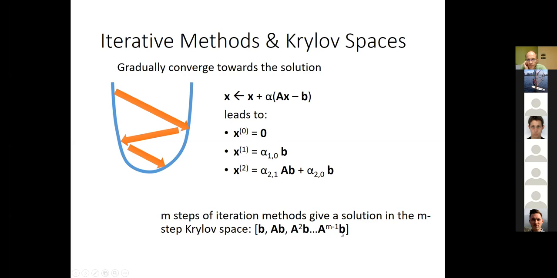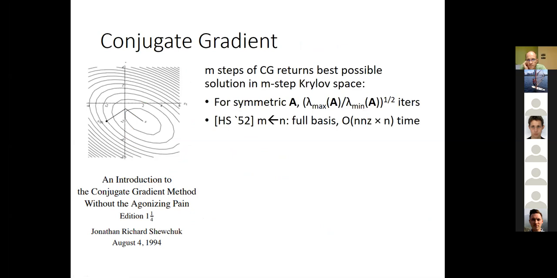And this is the type of method that forms the backbone of all these scientific computing algorithms. This method is actually a bit of a high art. There's a paper called Introduction to the Conjugate Gradient Algorithm Without the Agonizing Pain, edition 1 1/4. The general idea of what CG does is that m steps of conjugate gradient returns the best possible solution in the m-step Krylov space. So for a symmetric matrix A, the iteration count is basically the max eigenvalue divided by the min eigenvalue, to the power of a half.